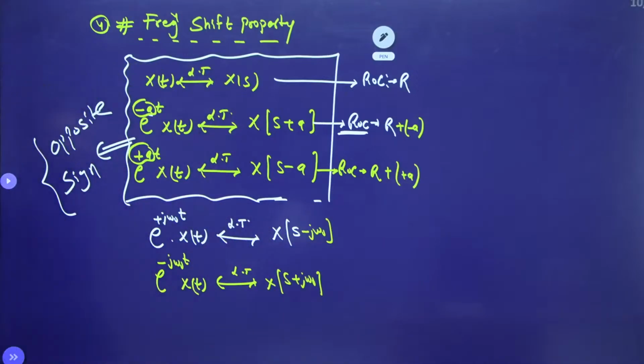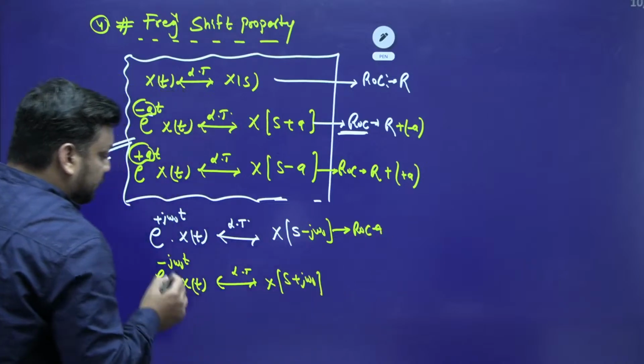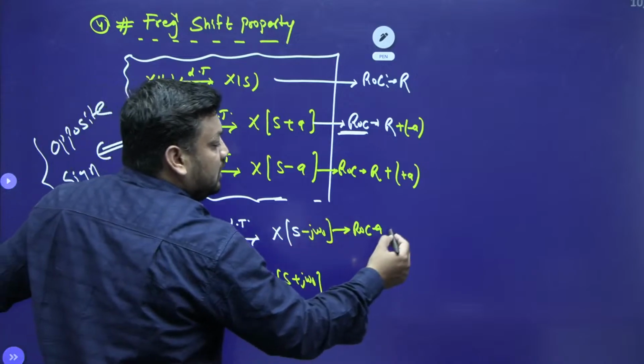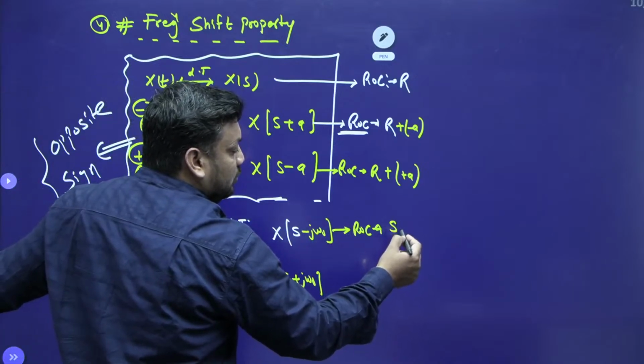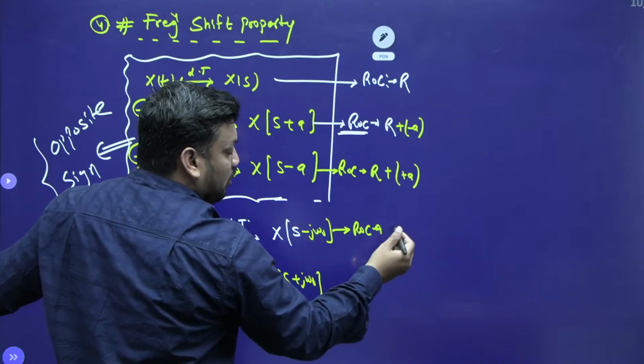So this is how the ROC works. It means, guys, if I take the example, what is the ROC here? Here the ROC is not affected, because the multiplying factor is an imaginary factor, and ROC is always about the mode of s. So mode of s means sigma. Sigma is nothing but mode of s.